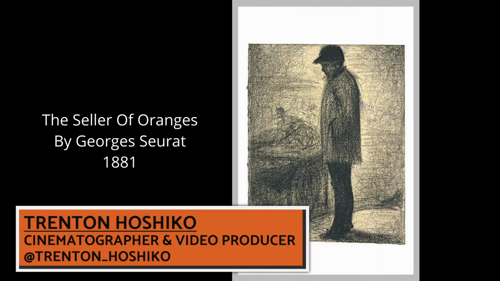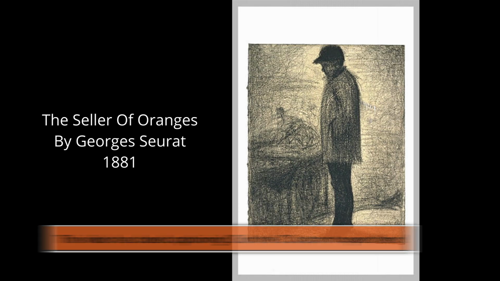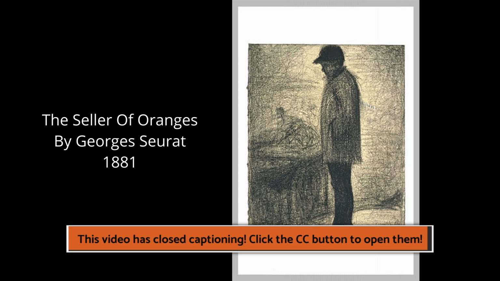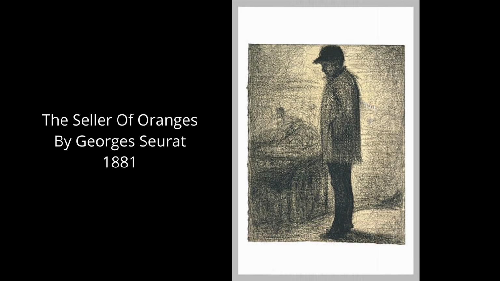My name is Trenton Hoshiko, and today we're talking about The Cellar of Oranges by Georges Seurat. This is a really cool image to me. It is so simple in its form, and this is just crayon on paper, but yet it has such a stark way this image actually works, and I thought it'd be really fun to talk about how to do this in a way that I think would be a little bit creative and a little bit experimental.